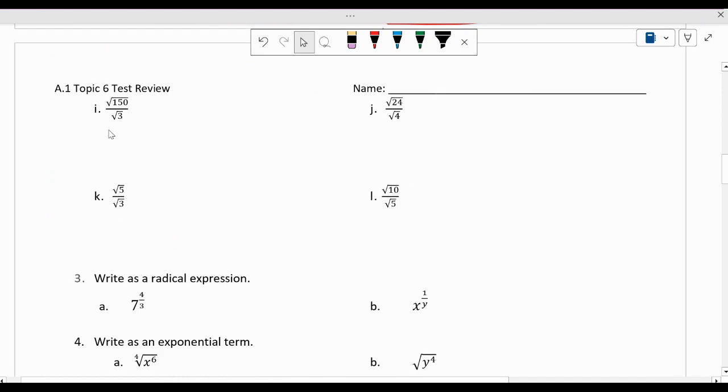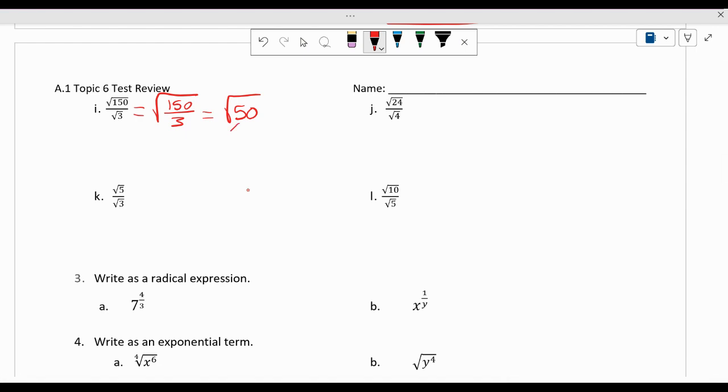A few more radicals here. I and J, and then K and L. These all look the same, but some of these are actually going to be a little different from the others. In the best case scenario, when you have two radicals that are being divided, you want to put them under one radical and ask yourself, can I divide them? For example, in this case, I wrote 150 and 3 under one radical, and I could divide these. 150 divided by 3 is radical 50.